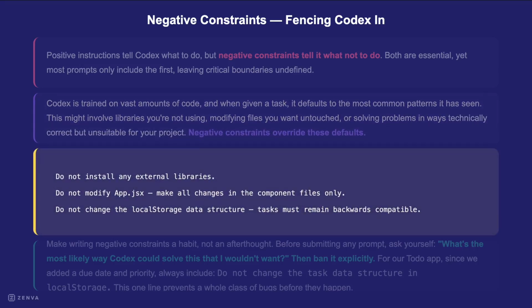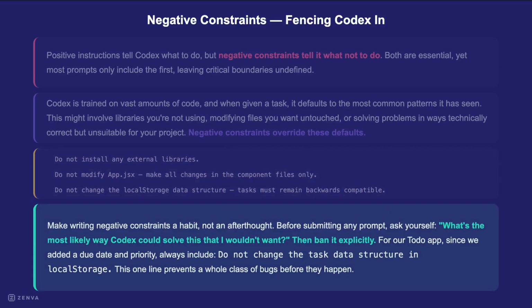To make this clear, here are some examples of negative constraints you can use now. Telling Codex, "do not install any external libraries," stops unwanted dependencies. "Do not modify app.jsx" ensures it leaves your main app file alone. You can also say, "do not change the local storage data structure," to keep your app's data safe.